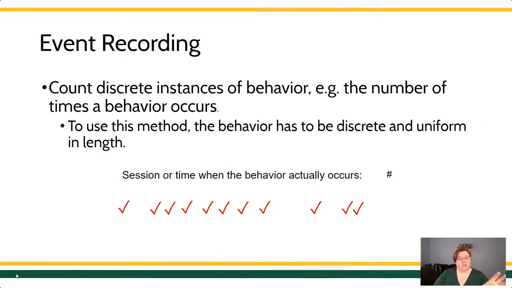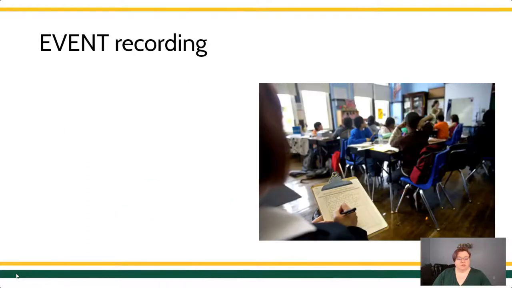When you're recording from session to session, of course, you just want to make sure that your sessions are the same length so you don't have that confound of one session being super long and one session being super short, so it looks as if the data is a little funny. But in this case, we're just counting the behaviors that have a clear on and off point as they happen. 11 total events occurred here.